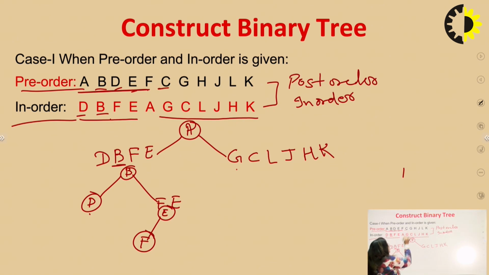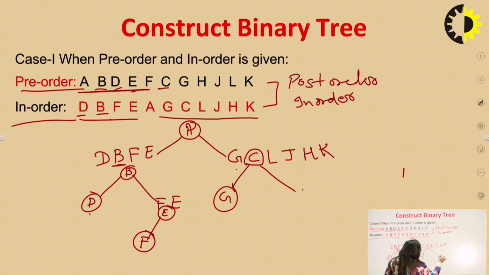Now comes to C. So now C is used as a simple node. This one is used as a simple node. And now check where the remaining other nodes will come, left or right. So according to this, C and G are on the left side and all the remaining will come on the right side. So it is a G part, and here are L, J, H and K.